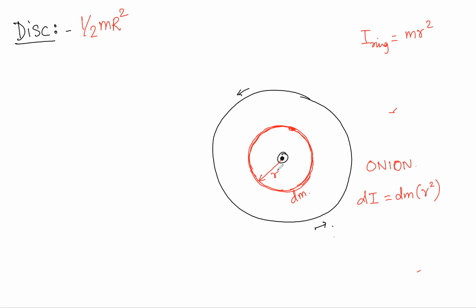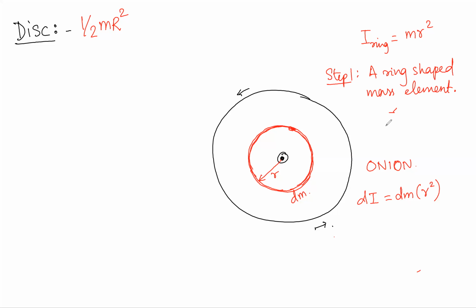तो यहाँ पे क्या कर रहे हैं? We are taking the mass element as a ring. So your first step, step one, is to take a ring shaped mass element. ठीक है, क्या कर रहे हैं? एक ring shaped mass element ले रहे हैं because we know the moment of inertia of a ring.